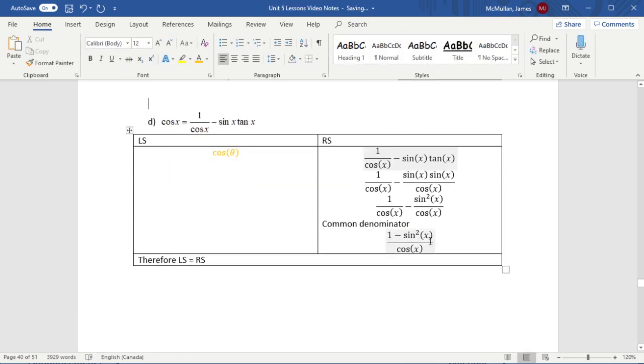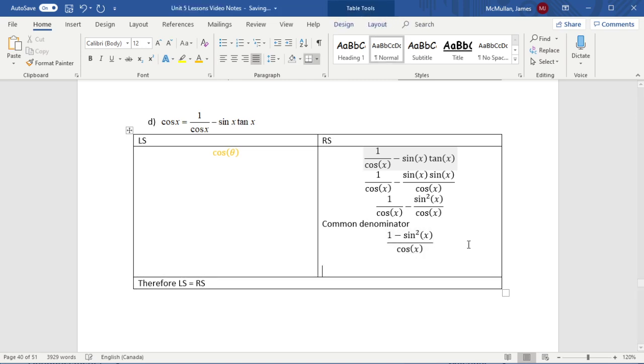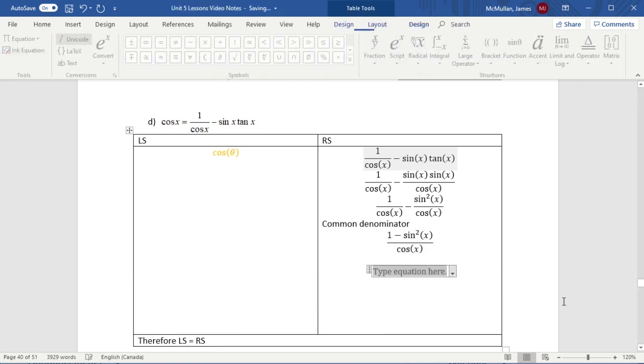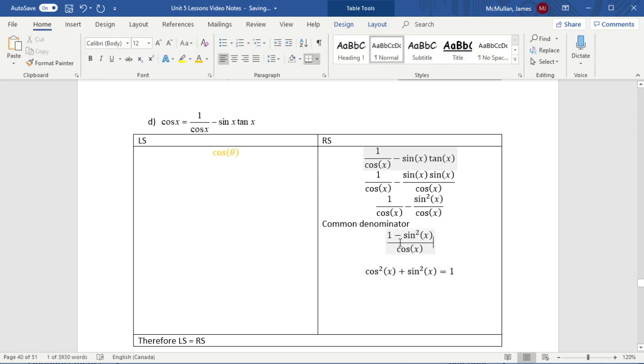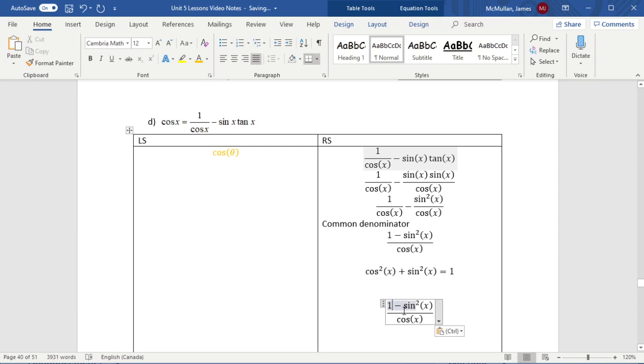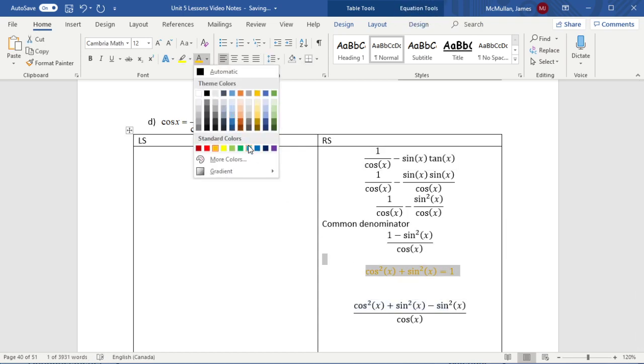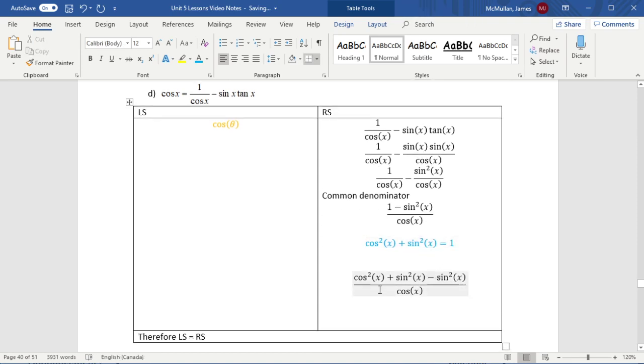I don't see what I can change. Remember, when you see sine squared, you know that cos squared x plus sine squared x equals 1. So what if I were to take this 1 and replace it with cos squared plus sine squared? Instead of 1, I'm going to write cos squared plus sine squared. I'll put it in blue because it's an identity.